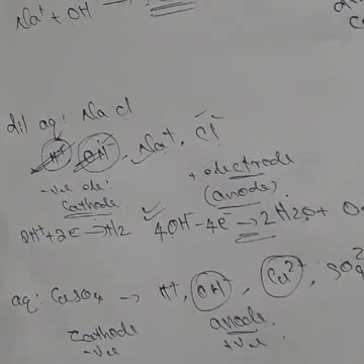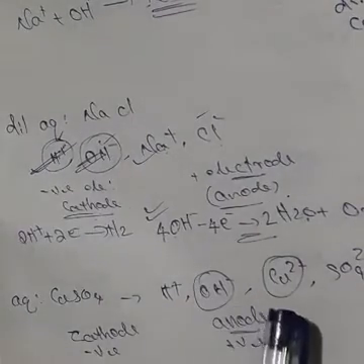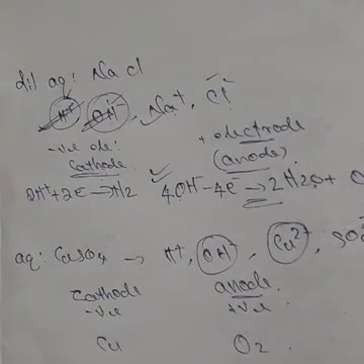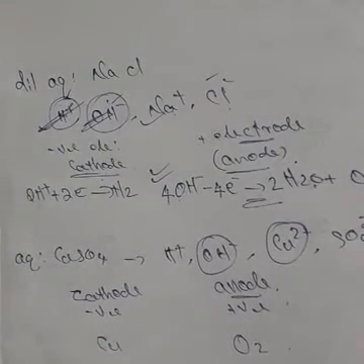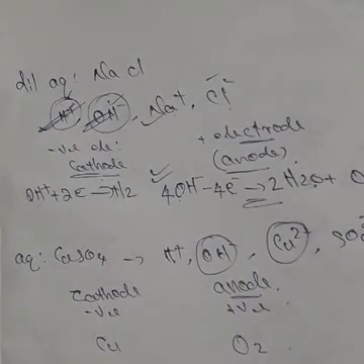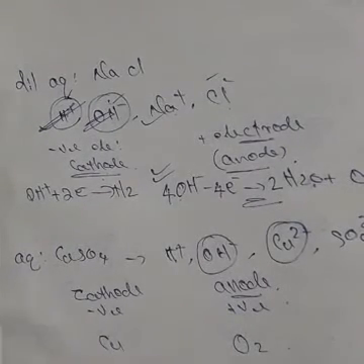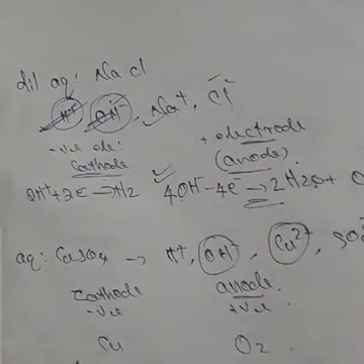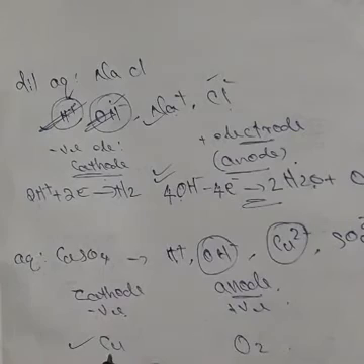Clear? So look here, aqueous copper sulfate: aqueous means water, so there will be H plus and OH minus. Copper sulfate means Cu2 plus and SO4 2 minus. So we have to write the product formed at the cathode. Here we have H plus and Cu2 plus. Cu2 plus is the lower one, below hydrogen, so we have to choose Cu2 plus. So Cu2 plus plus 2 electrons giving Cu. This is the reaction for copper. So the product formed at the cathode, the negative electrode, will be copper. Clear?